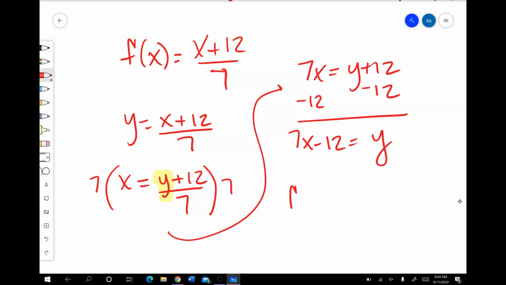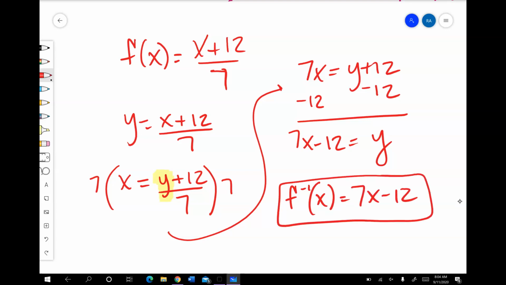Change y to f inverse of x. That equals 7x minus 12. Okay? It's just a process. You've got to practice to figure out how to do it. Okay? All right. So now we're going to look at doing exponents that are not fractions.